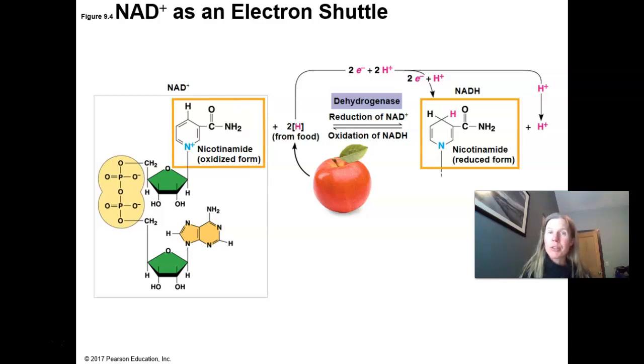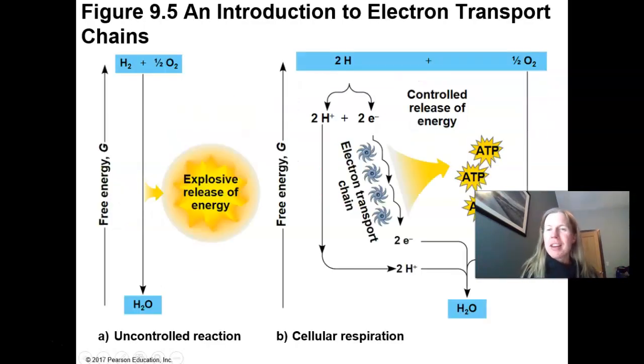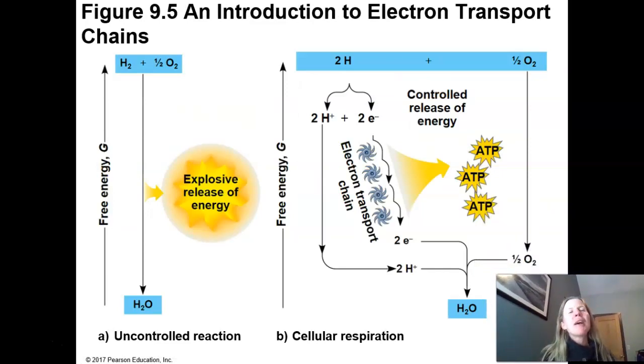We'll also see a closely related molecule, FAD and FADH2. These are based off of riboflavin, another important vitamin in your diet. So just think of these as shuttles. They're going to pick up electrons, carry them around for a while, and then let them go at the electron transport chain.